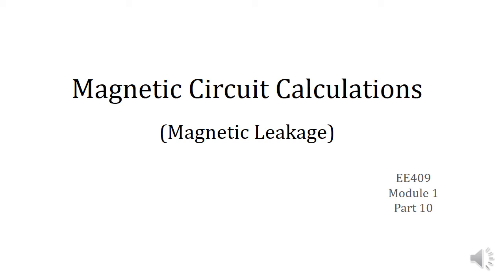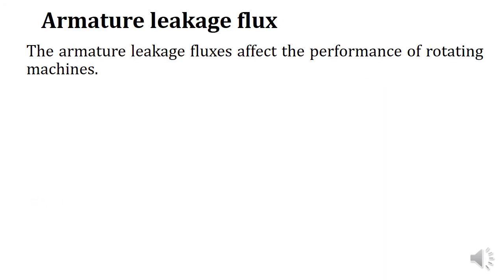Welcome to this lecture on magnetic leakage calculations. In electrical machines, it is impossible to confine all the flux through the useful path only. That means some part of the flux will be passing through the non-useful paths, and that flux is known as leakage flux. And leakage flux plays an important role in the performance of electrical machines.